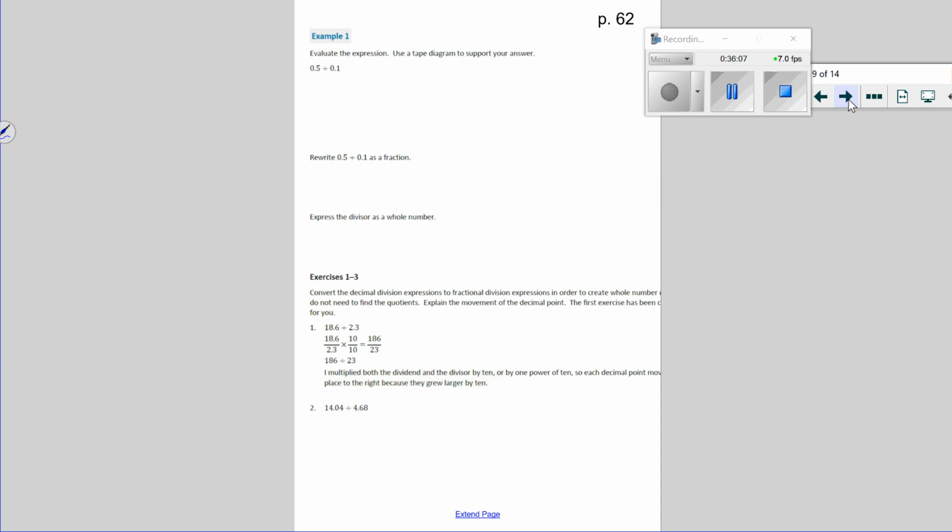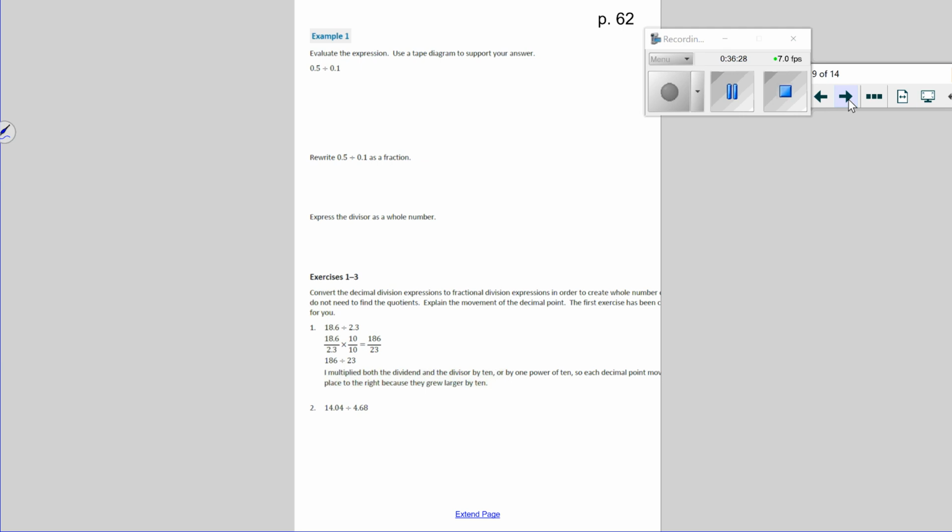Guys, make sure it says 6-2 on the top right. 6-2 on the top right, you're turning to page 62. Page 62.